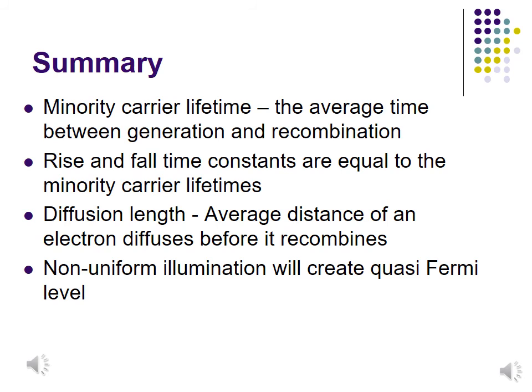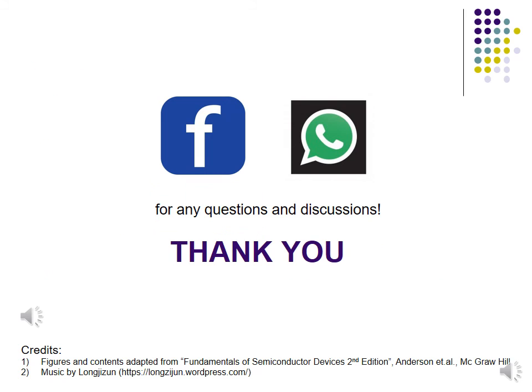To summarize this subtopic, we have learned about the carrier lifetime and diffusion length. The carrier lifetime is the average time a generated electron spends in the conduction band before recombination happens. On the other hand, diffusion length is the average distance a generated electron diffuses before it recombines. And we have also learned about the quasi-Fermi level in a non-equilibrium semiconductor. That's all for this subtopic.